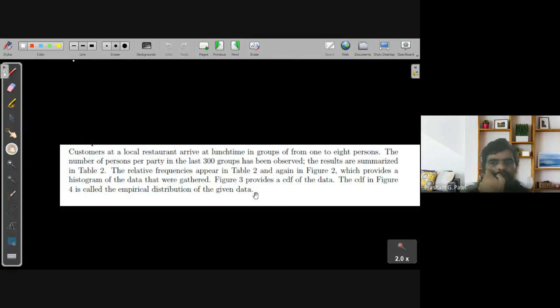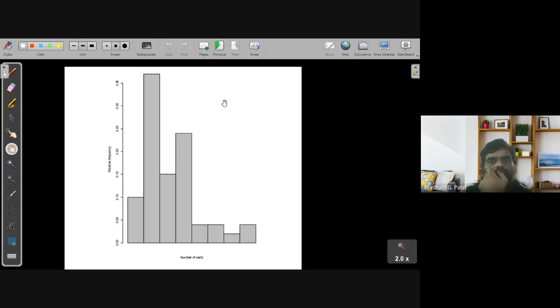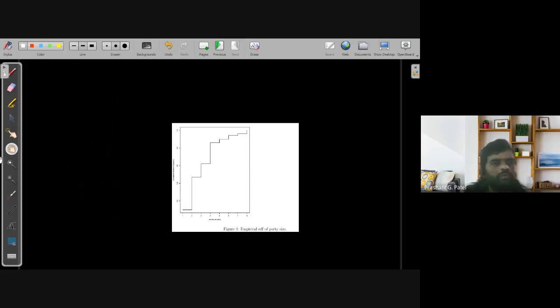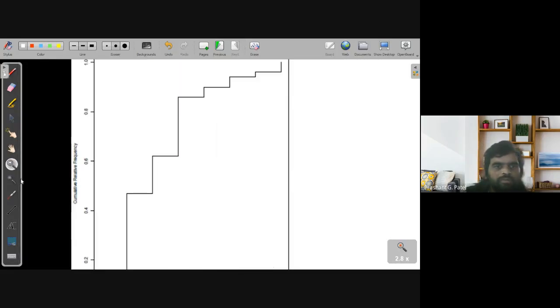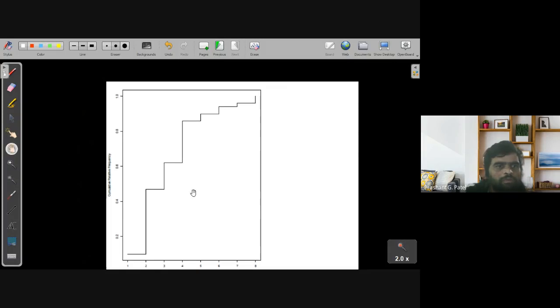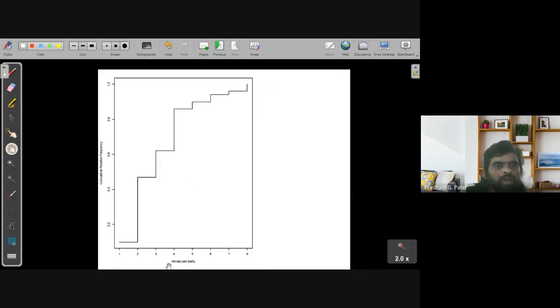In figure 3, a CDF is given for this data. What is a CDF? That is the empirical CDF of the party size. That I can also show you. This is it. So this is the arrival party. That means first the cumulative frequency is on this side, and then it will increase like this. Okay, it increases to 1. So this is the empirical CDF of party size.